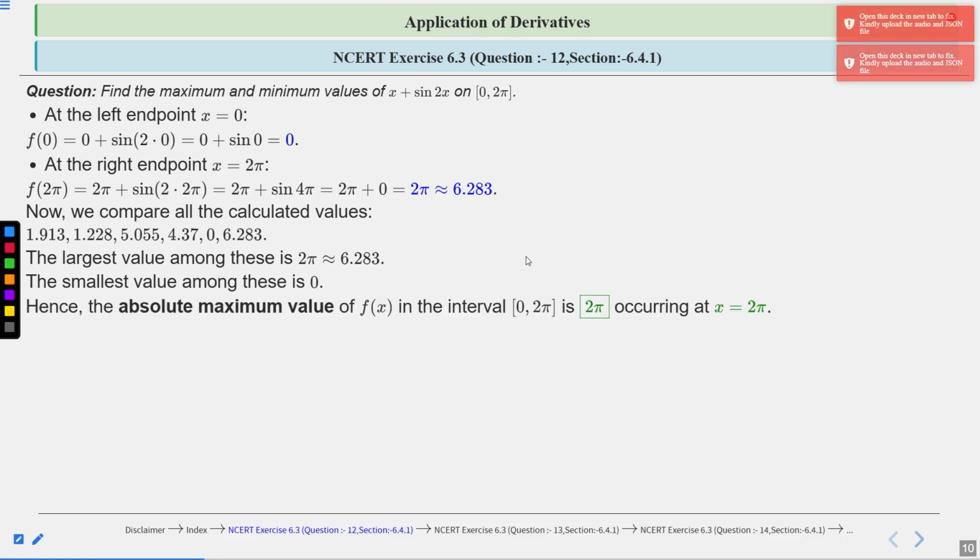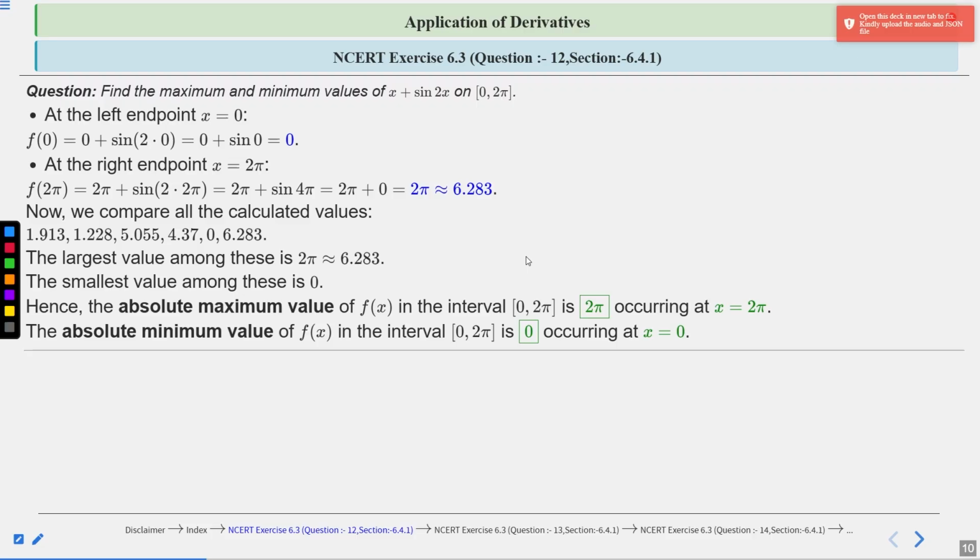Hence, the absolute maximum value of f(x) in the interval 0 to 2 pi is 2 pi, occurring at x equal to 2 pi. And the absolute minimum value of f(x) in the interval 0 to 2 pi is 0, occurring at x equal to 0. Hope it's clear to all.